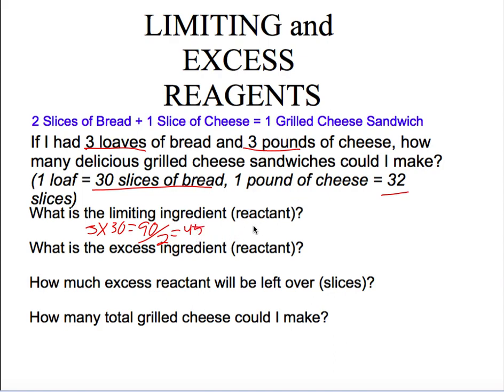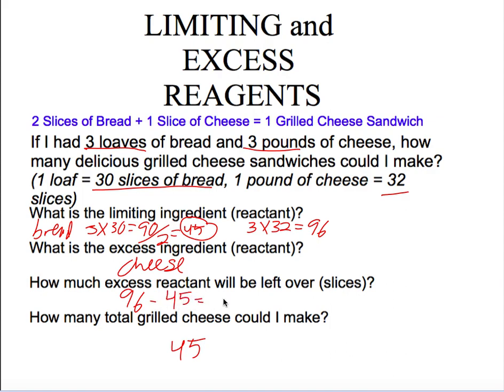If I have 3 pounds of cheese, each pound is 32 slices of cheese. 3 times 32 is 96. I only need 1 slice of cheese for each sandwich. So in this case, I can only make 45 sandwiches because my limiting reactant is going to be my bread. The one left over is the other one, that's the cheese, and my excess. Because I have 96 slices of cheese to start with, I make 45 sandwiches that use 1 slice each. My excess cheese is going to be 51 slices.